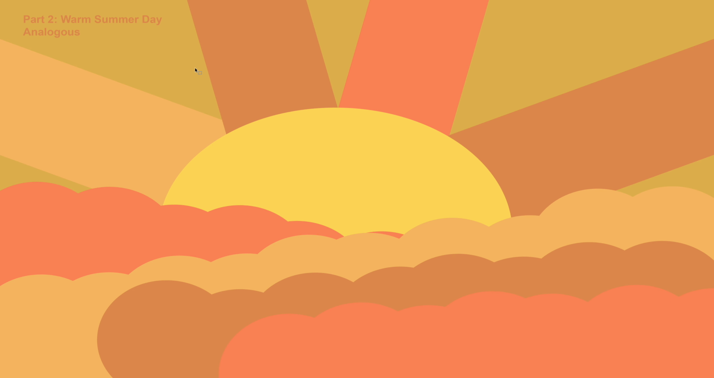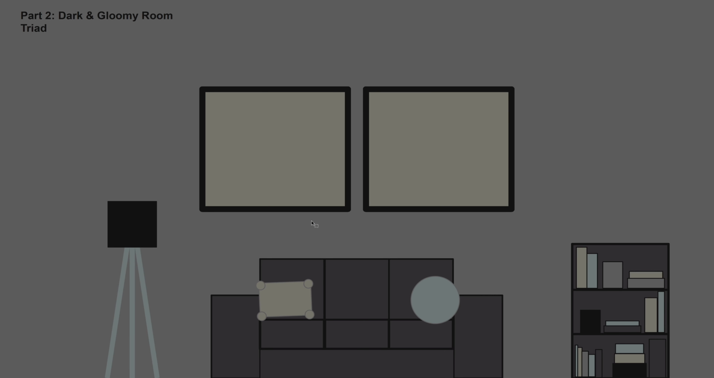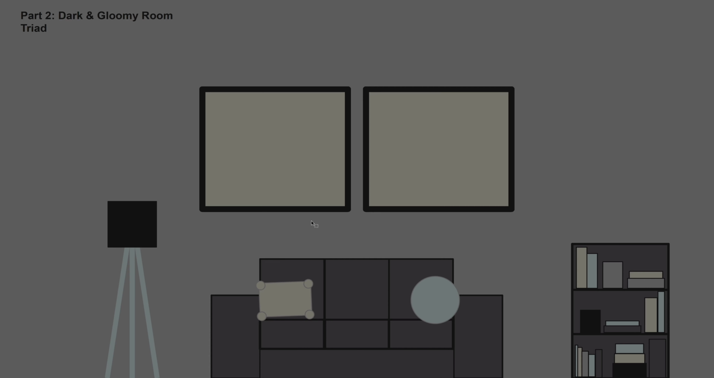Warm summer day. They used analogous for this because they used all the warm colors. Cool winter storm. They used all the cool colors. Dark and gloomy room. These are the colors that they felt fit with that. And then technical space. They were missing that on their portfolio.